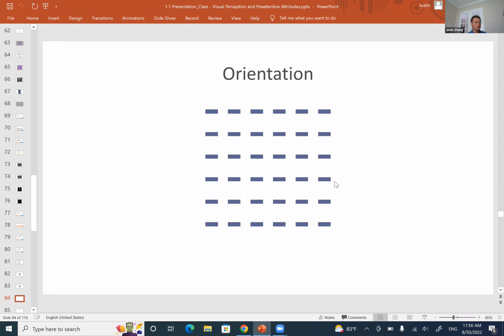Next is orientation. It's another very important attribute. So if you change the orientation, it's very easy to detect the difference. So here the arrow pointing up can mean something has increased, or it can mean something different in a different context.